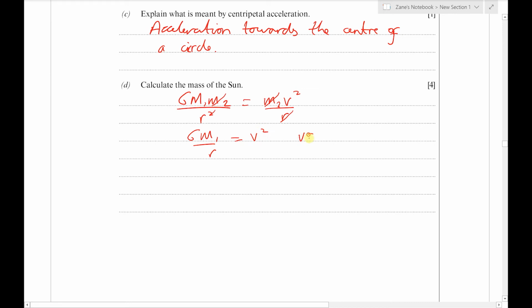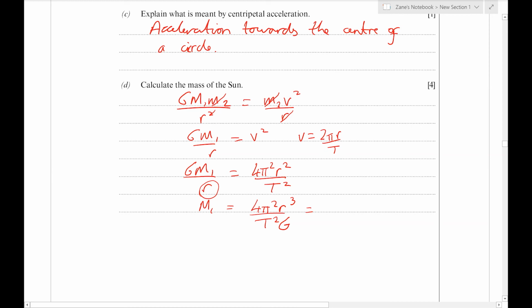But v is 2 pi r over T. 2 pi r is the circumference of the orbit, the distance travelled in the orbit in a time T. So what we've got next is G m1 over r is 4 pi squared r squared over T squared. We're trying to find the mass of the Sun, which is m1. So m1 is going to be 4 pi squared r cubed. This r is going to come up to the top on the right hand side to become r cubed over T squared and big G.